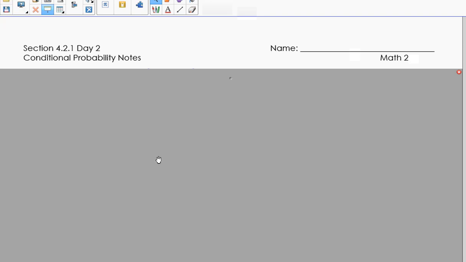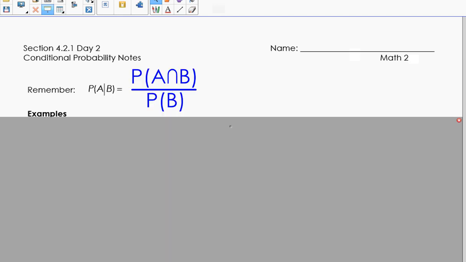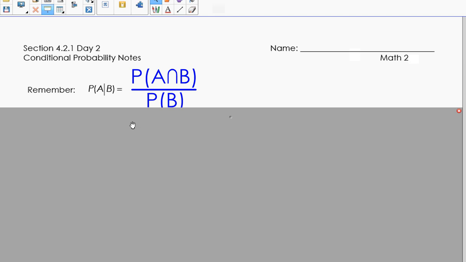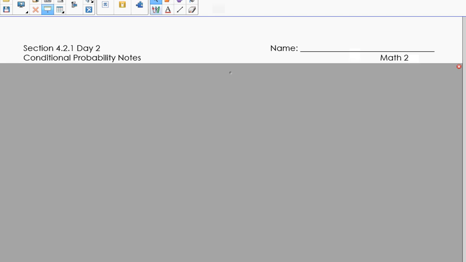Okay, so on day 2, these are the notes that you should be looking at. And there's a box that says remember. Well, obviously you don't remember it because I didn't give this to you yesterday. So yesterday, remember we talked about conditional probability and we targeted the words if with conditional probability and given.